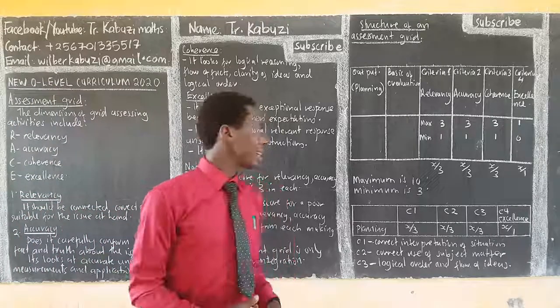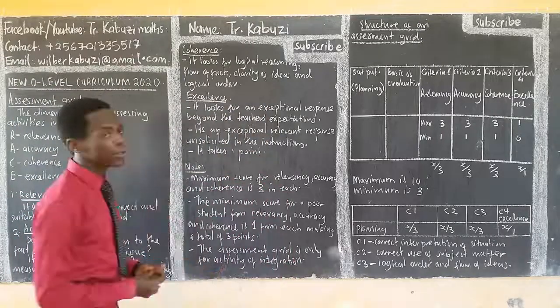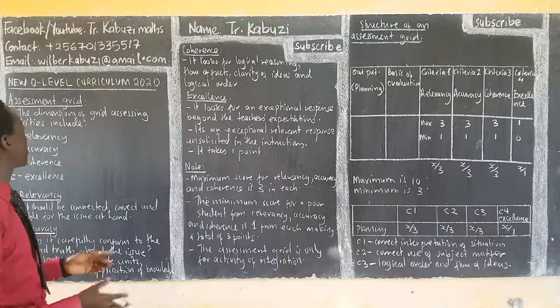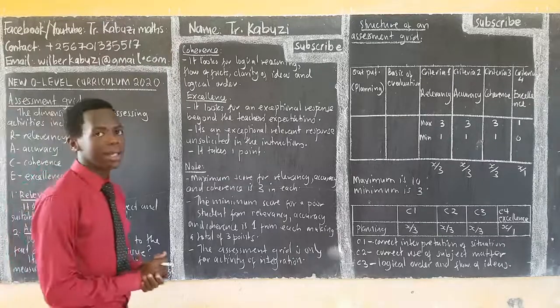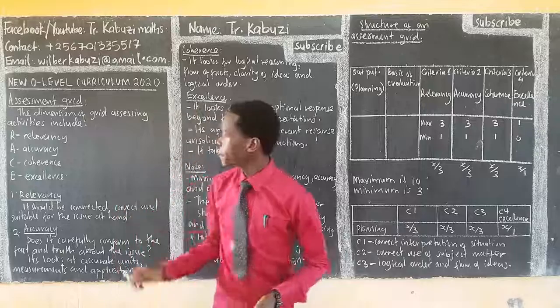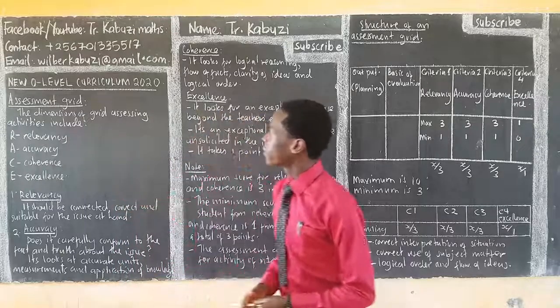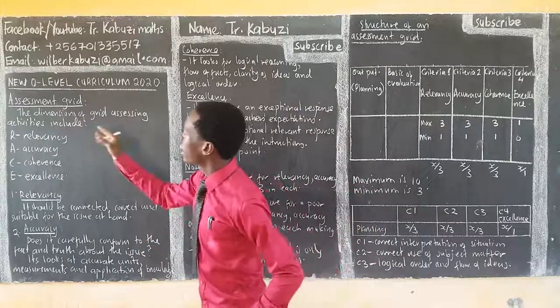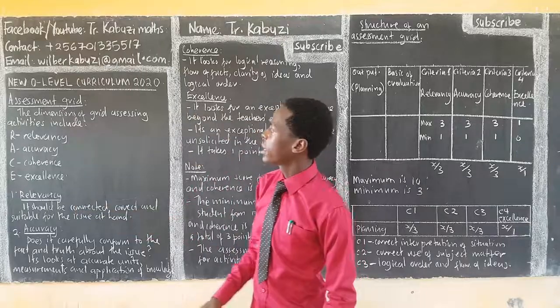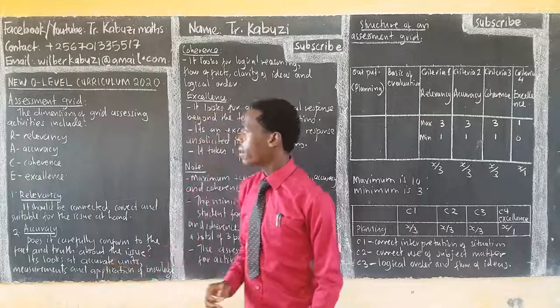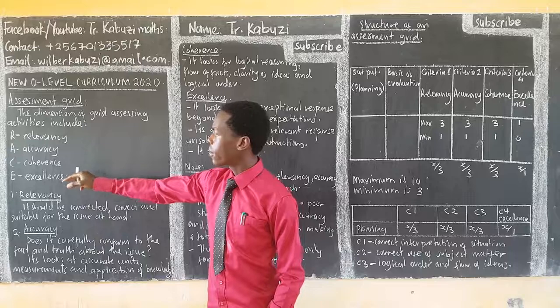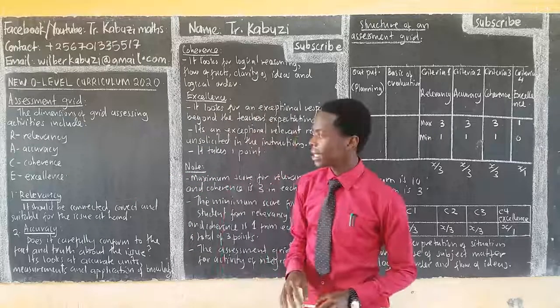Okay, now members, we've seen assessments and so on, now let us see how the assessment grade looks like. The dimensions of assessment of the grade assessing activities include what we call relevance, accuracy, coherence, and then excellence.